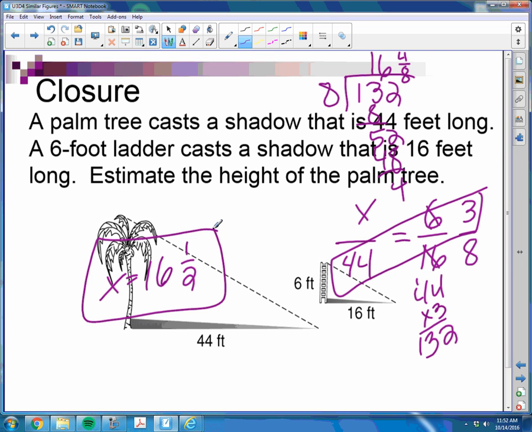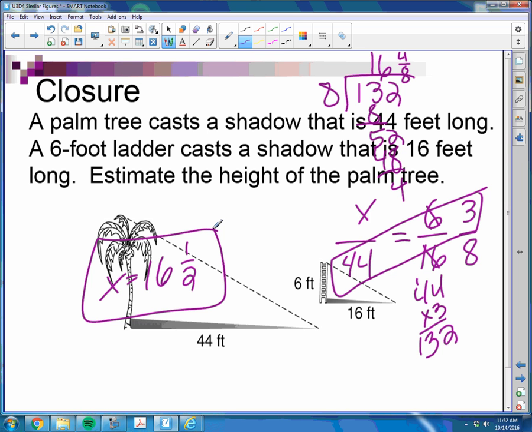Claire, what'd you do? I knew that 6 divided by 3 would equal 2, times 8 equals 16. And so I divided 44. You divided 44 by what? I divided it by 8. It's hard to explain.